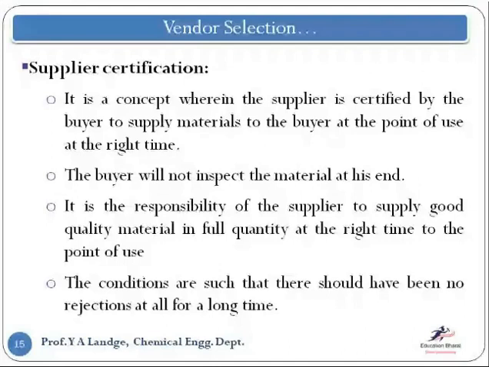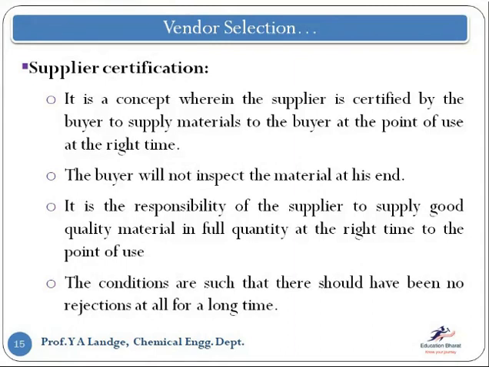Many times we see that when we are buying electrical appliances, we always ask the retailer, does it have an ISI mark or not? So this is what we call a certification. It is a concept wherein the supplier is certified by the buyer to supply the materials to the buyer at the point of use at the right time. This is one thing. The buyer will not inspect the material at his end.